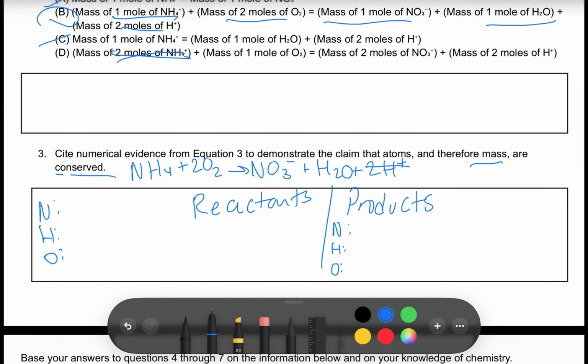So on the reactant side, we have 1 nitrogen, 4 hydrogen, and 4 oxygen because the 2 is multiplying the subscript 2. So we have 4 oxygen. On the product side, we have 1 nitrogen. We have 3 oxygen here plus the other oxygen here, so that's 4 oxygen. We have 2 hydrogen here plus the other 2 hydrogen here, that's 4 hydrogen. So the amount of atoms is balanced on both the reactant and the product side.